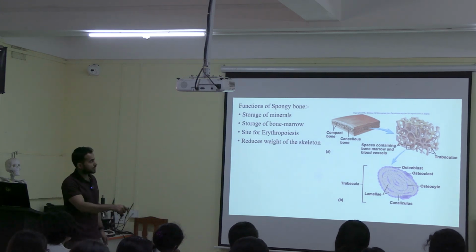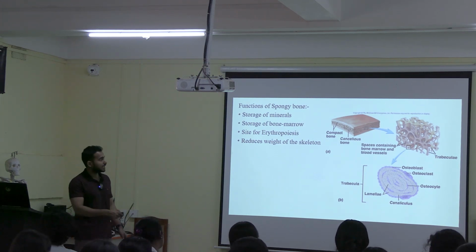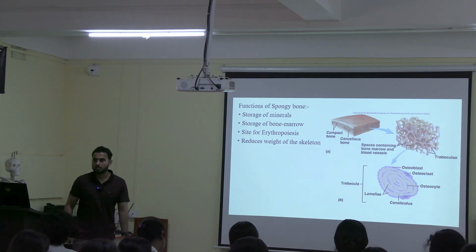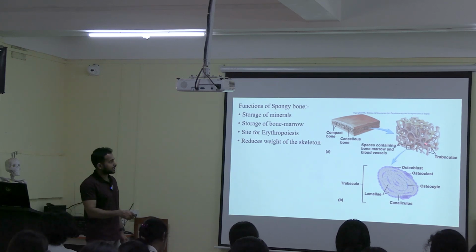Now in the trabecular appearance, can you see the empty spaces? So in those empty spaces, what is present? Bone marrows are there, and along with that, blood vessels are present. So this is the appearance of the spongy or cancellous bone. Now from here, these are the trabeculae.